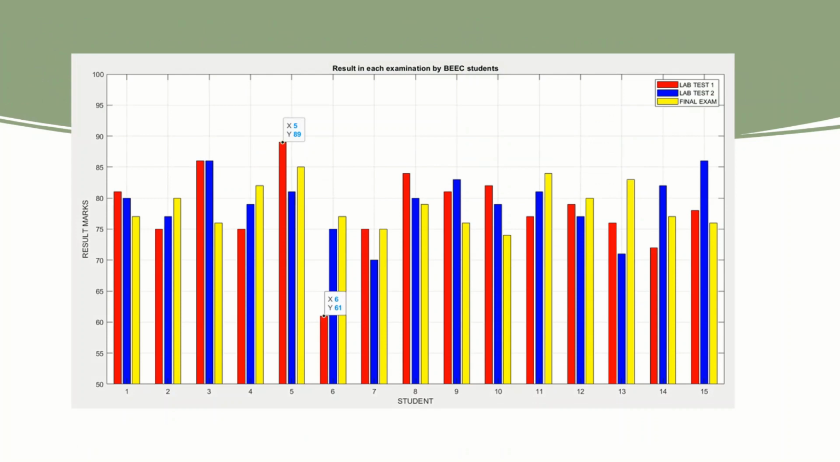Let's see the graph. In the bar chart, we can clearly see which student obtains the highest marks and the lowest. This is also easier to compare each student's performance among 3 tests. We proceed to the next task.